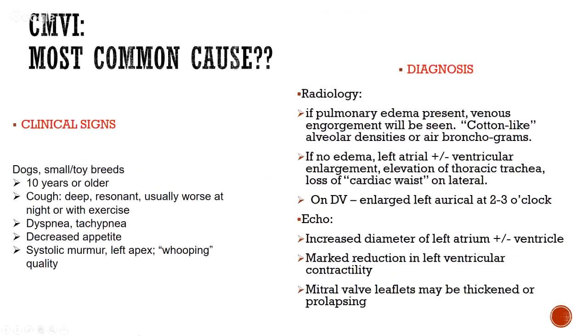So we'll see it in dogs, usually small toy breeds that are 10 years or older. They get a cough. It's deep. It's resonant. It really doesn't tend to be productive. It just is a really loud cough with not bringing anything up. It's usually worse at night when they're lying down and they have more pressure in their chest, or with exercise. Dyspnea, tachypnea, also common, decreased appetite.